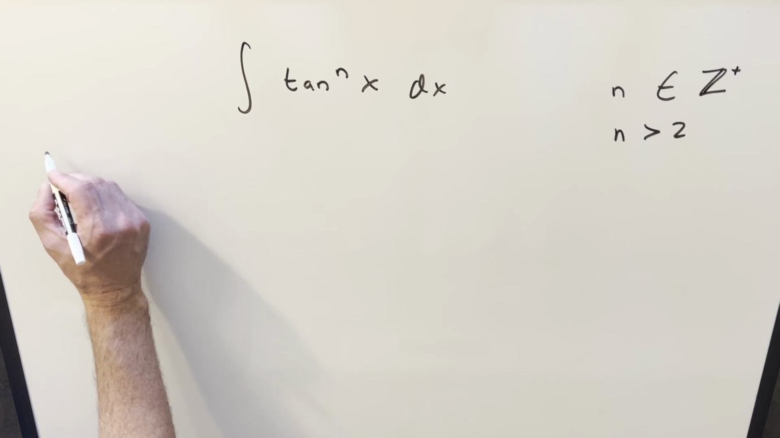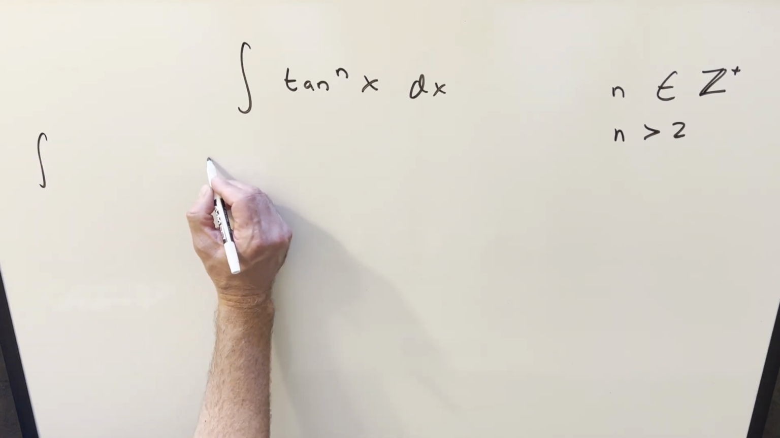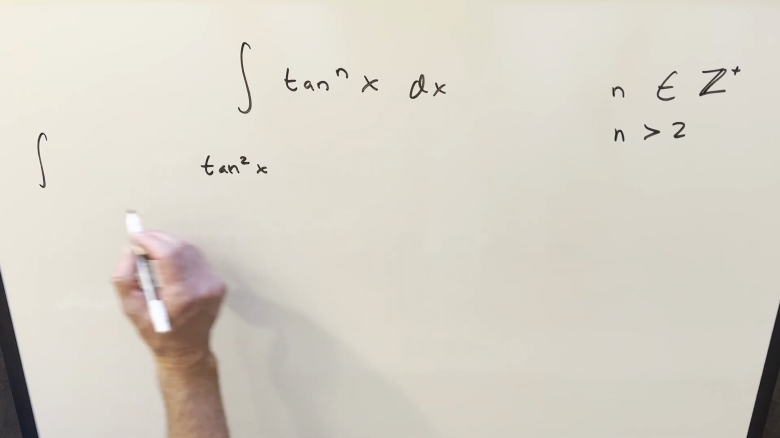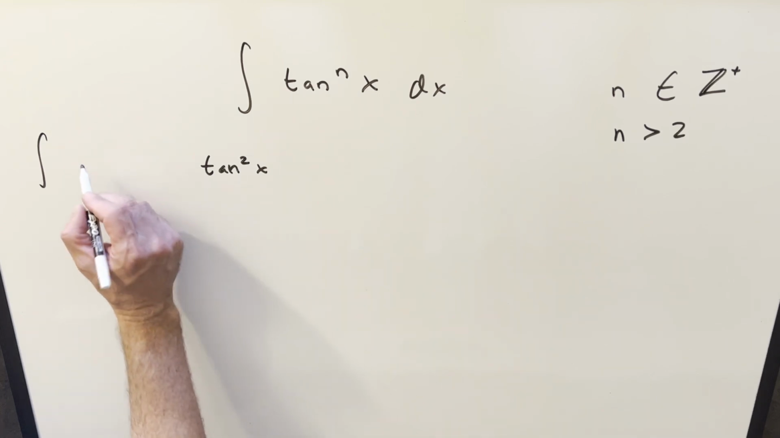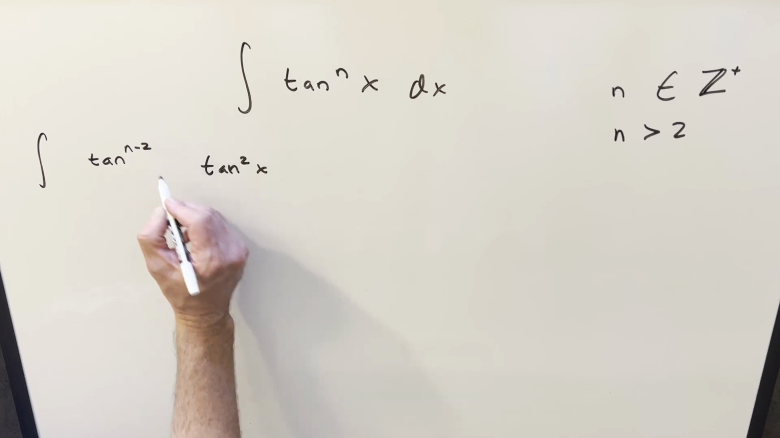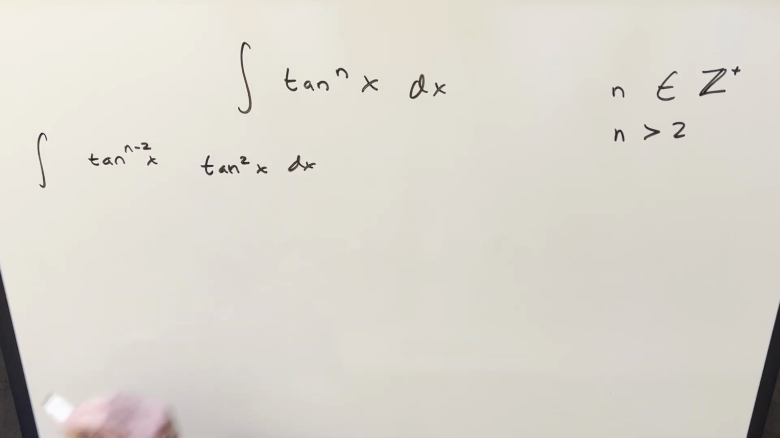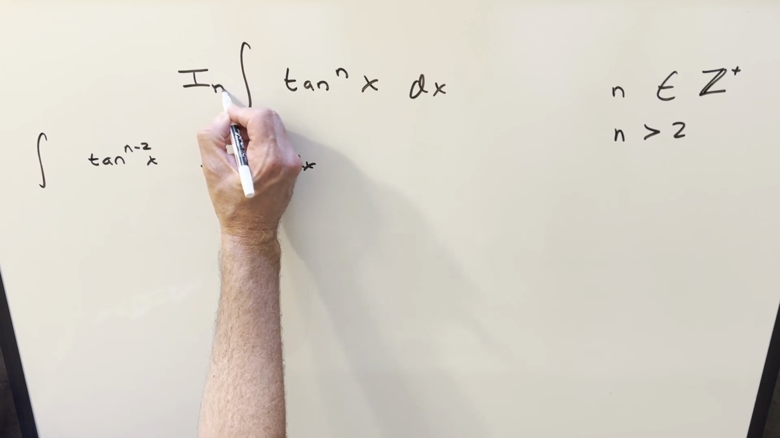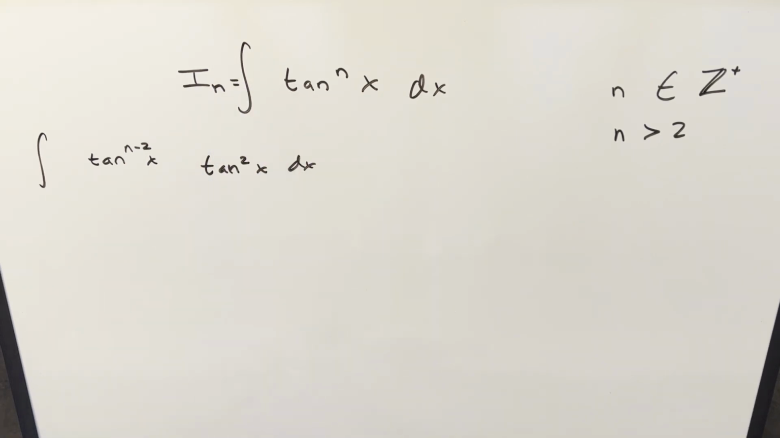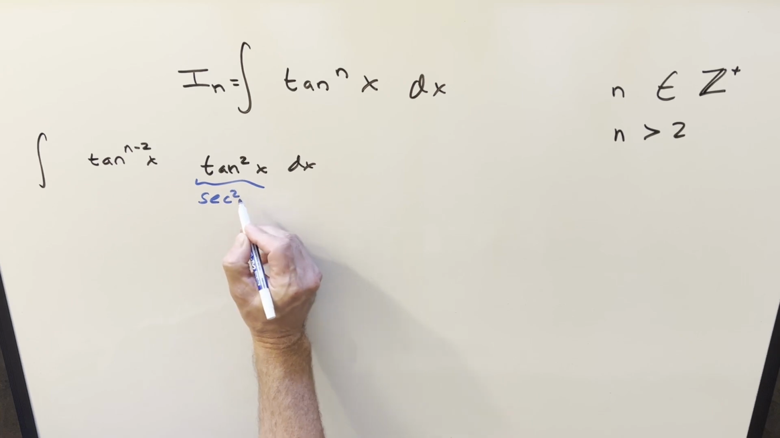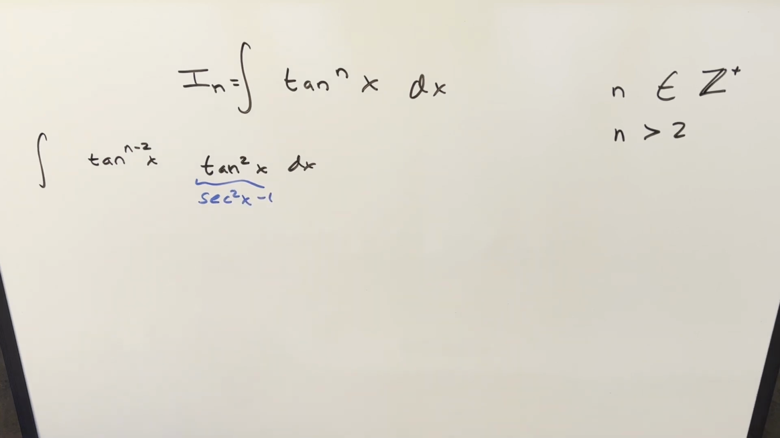So to get started, to break it up, I'm going to strip out a tan squared, and for this other part, I'm going to write this as tan^(n-2)(x) dx here. And let's put a label on our main integral, our goal. We'll call this I sub n. And then let's use a trig identity on this part. For tan squared, I can write this as secant squared x minus 1.